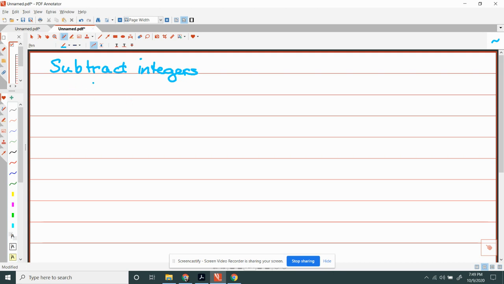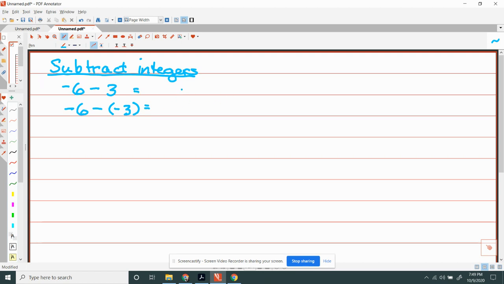So now, if we have the same sign and we have different signs, what kind of rules can we derive when we do this? So let's say we have -6 minus 3. Let's say we have -6 minus -3. Okay, let's look at those two examples.